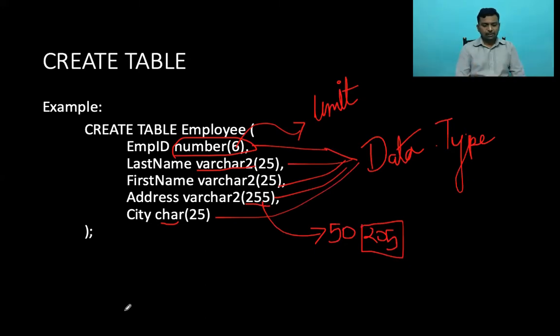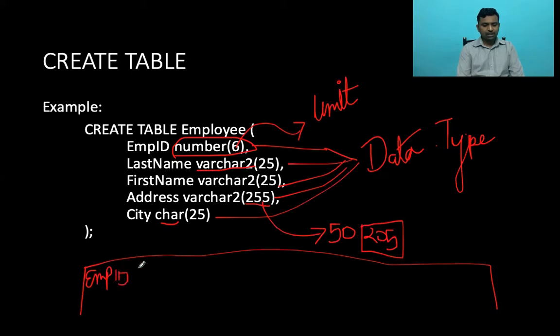Now, when I create a table, what will happen? A table will be created in the form of rows and columns. This will be my EMP ID, memory allocated for my employee ID. And then the next column will be my last name. Let me put L name, because if I write last name, there'll not be any space for me to do it, right? And then I'll say F name for my first name.